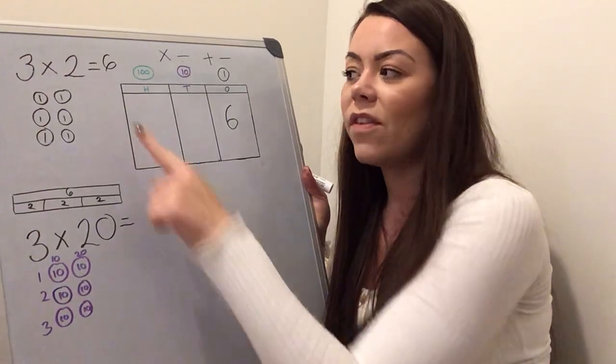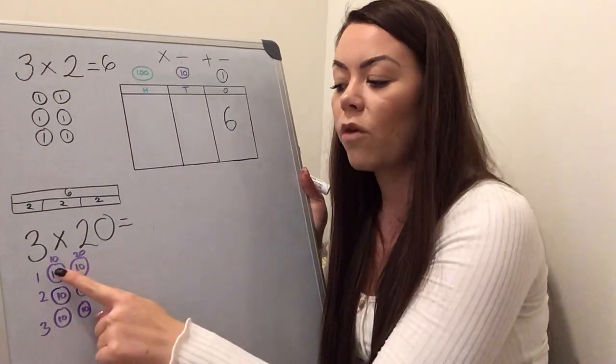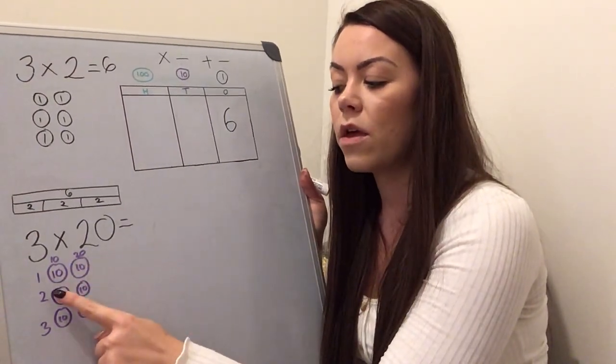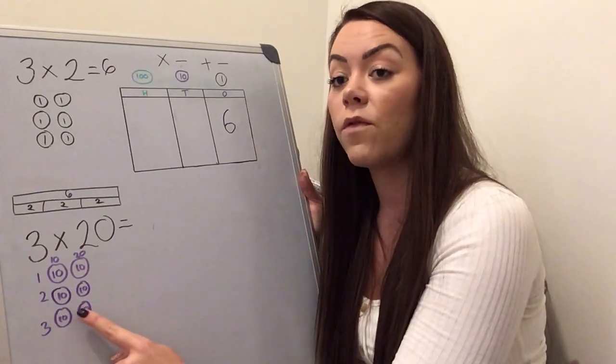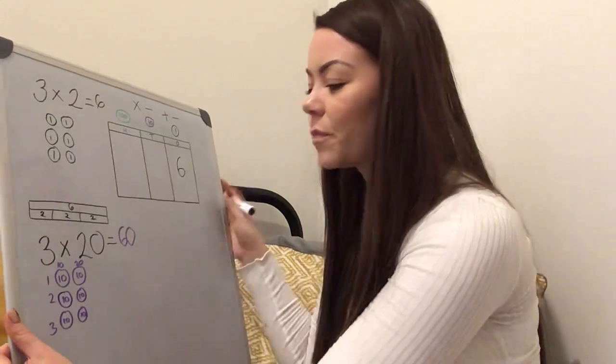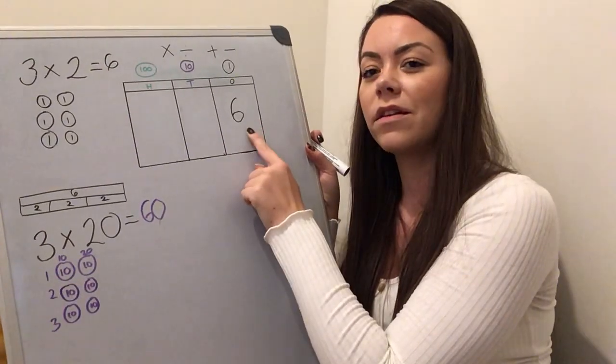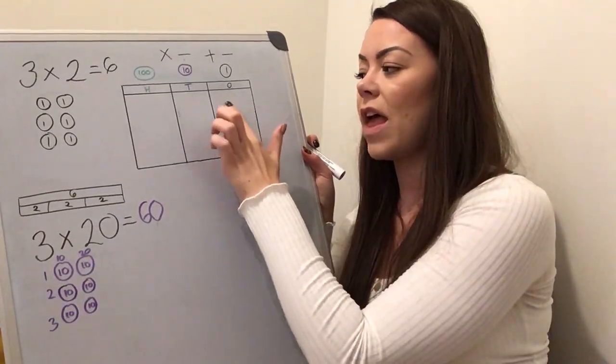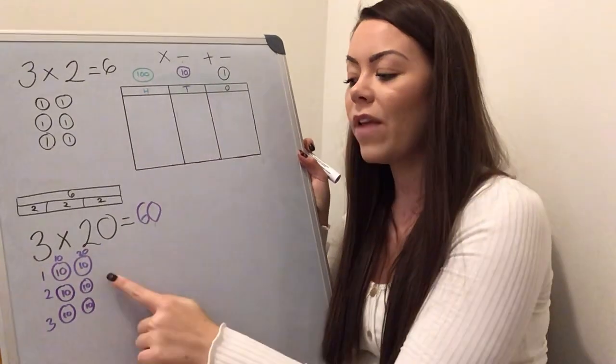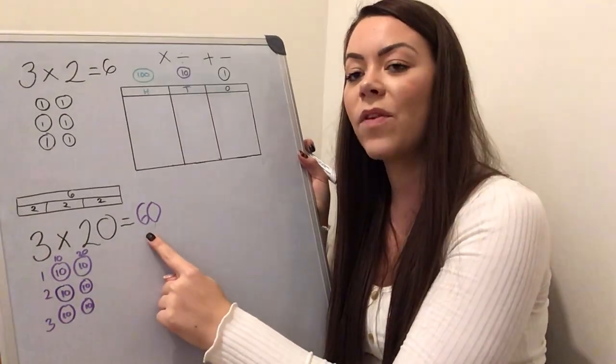Now the answer to that isn't 6 this time. I've got 10, 20, 30, 40, 50, 60. The answer's 60. Now take a look at this. I can't leave that 6 there. I've now got 6 tens, which is the same as 60.